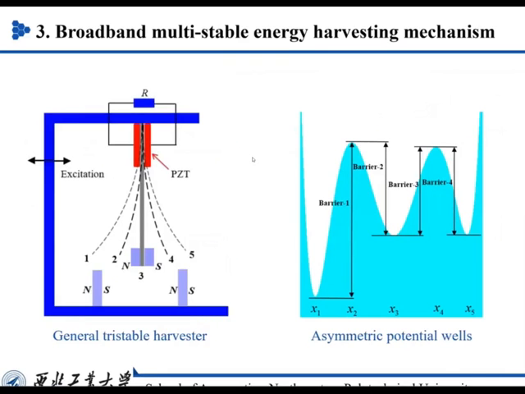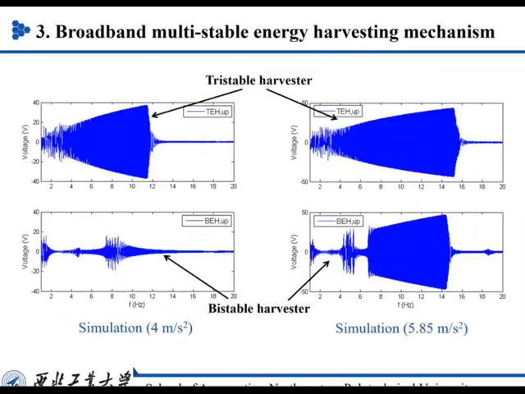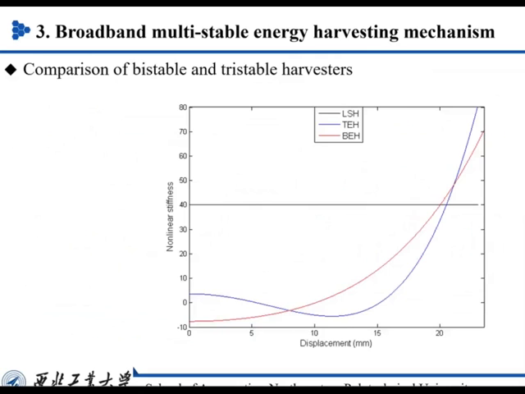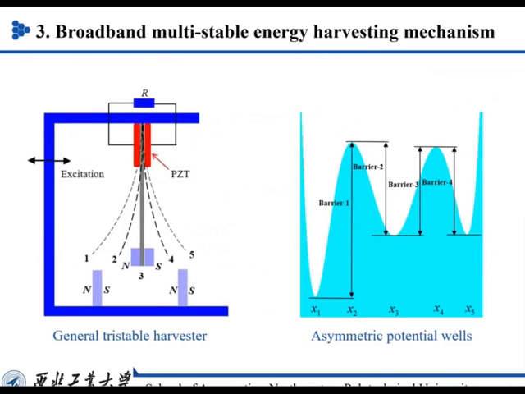Okay, so this harvester is an asymmetric one. For a very general tristable harvester, it may be asymmetric. That means potential well 1 and potential well 3 are not totally the same. They may be different, and it will become an asymmetric tristable harvester. So we want to review the response characteristics of the general tristable harvester.